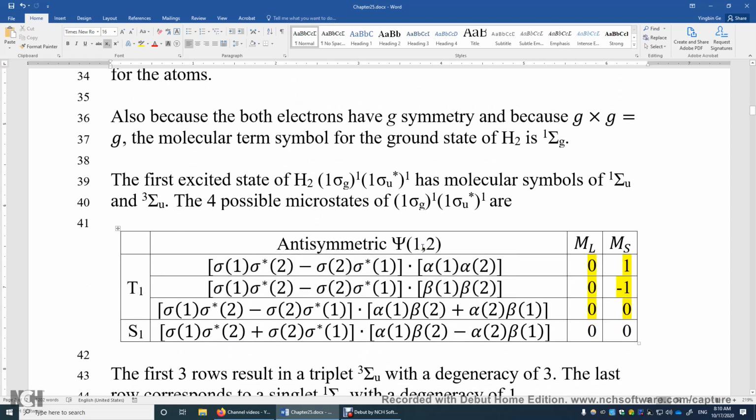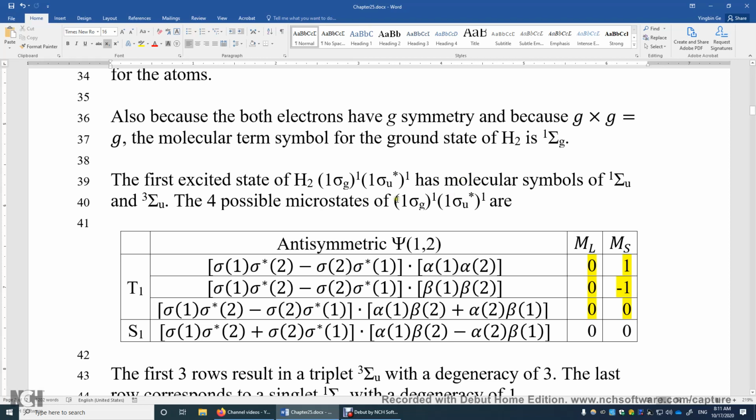How do we do this? Well, very simple. Now you have 1 electron in the 1 sigma g orbital. This electron can be alpha or beta. And then you have the electron in the 1 sigma u star orbital. And also there are 2 possible options, alpha or beta.